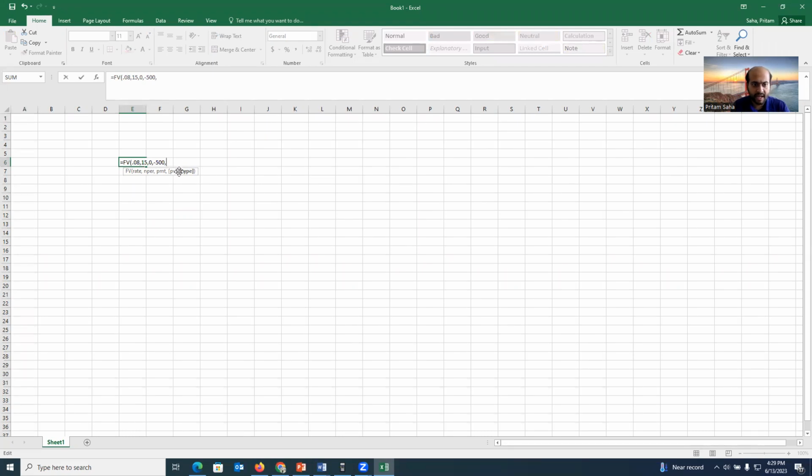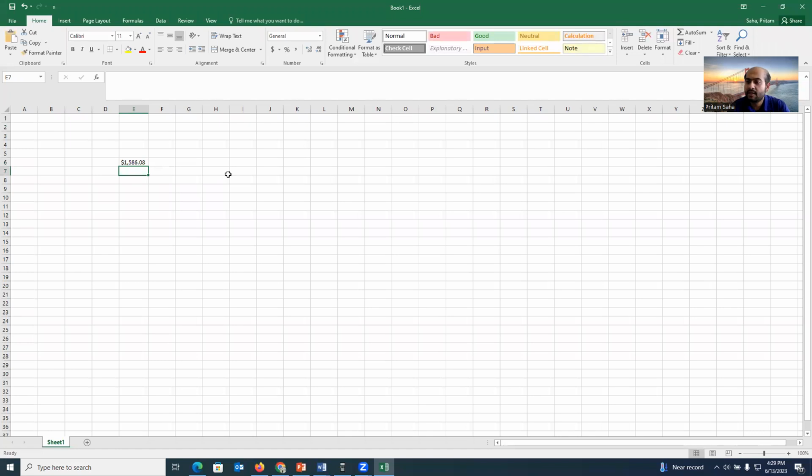Now it is asking for type. So let's use 0 for type. Did you see that? 1586.08. Makes sense? So in the financial calculator or in Excel, we are following the compounding method, because in finance we don't use the simple interest method. In finance, we use the compound interest method. So the future value formula in Excel, and the future value function on the financial calculator, are both based on compound interest, not simple interest, okay?